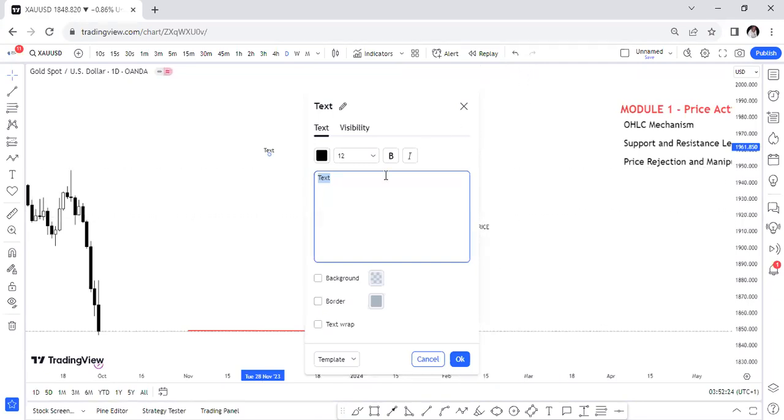What is OHLC? OHLC is simply open, and this way.